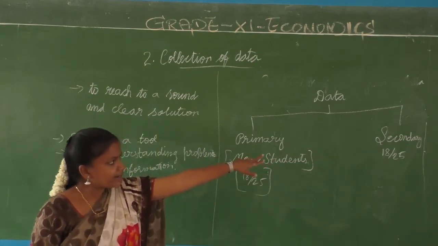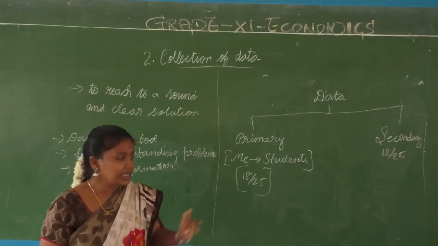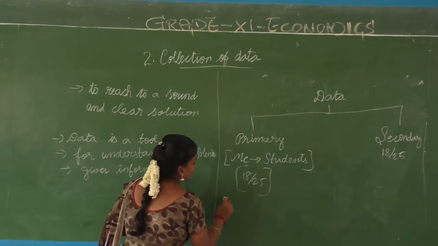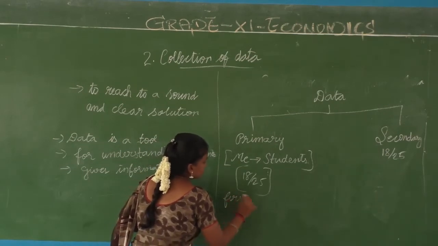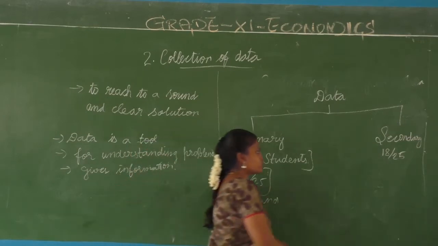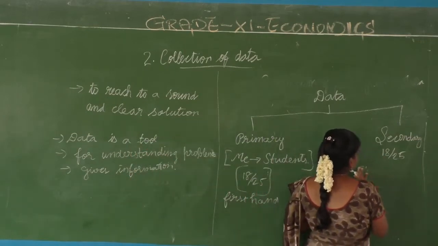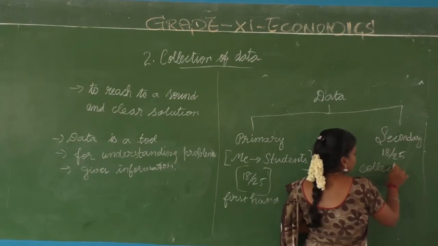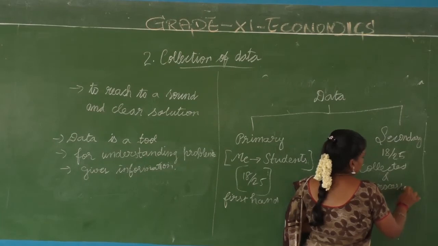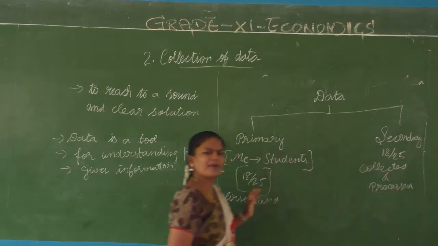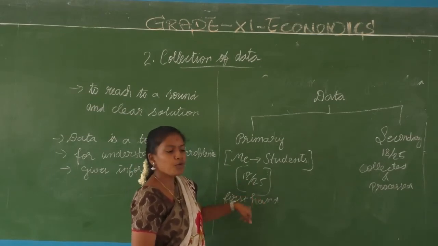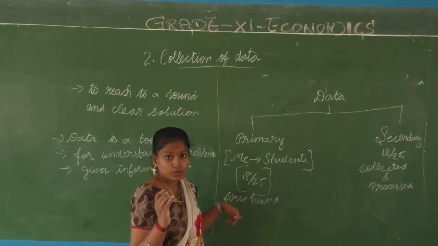Secondary data means they are not collecting directly from the children. This is direct communication and direct collection, which we call first-hand information. Whereas secondary data means already collected and processed. What do we mean by processed information? For 25 students, I have spoken to each one of you individually.